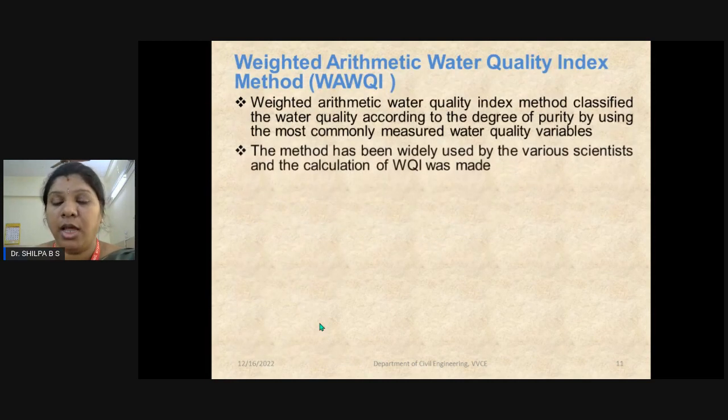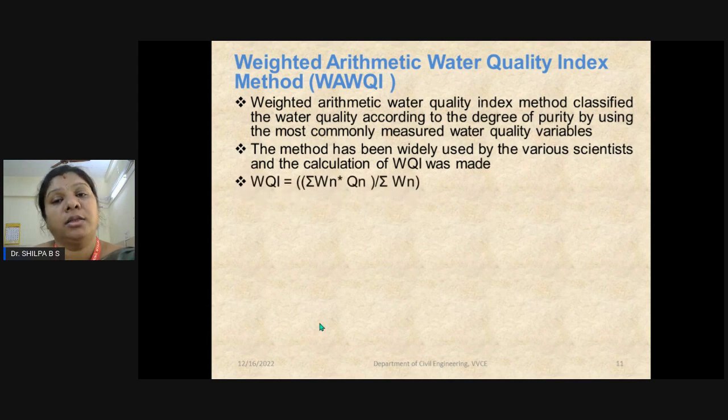Okay, the last method is the weighted arithmetic water quality index method. This is the widely used method by various scientists and researchers. In this method, the water quality is classified according to the degree of purity by using the most commonly measured water quality variables.